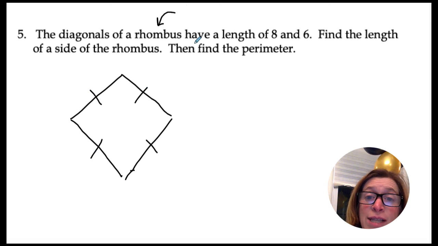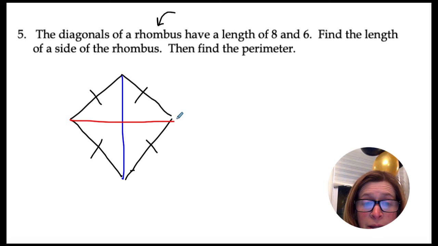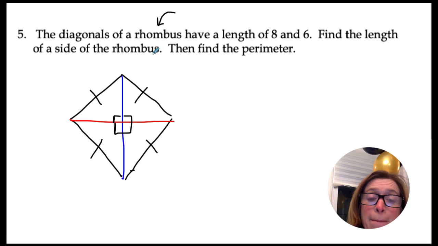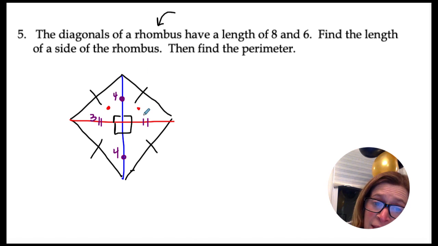It said the diagonals have length 8 and 6. So I know that this is 8. And I know that this is 6. The whole thing. It says find the sides of the rhombus. Well, again, we did go ahead and put in our right angles. But the only way I could actually come up with anything is to use one of the right triangles of the rhombus. So that 8 and 6 get bisected because these are equal and these are equal. So if the whole length is 8, then this is 4 and this is 4. And if the whole length is 6, then this is 3 and this is 3.